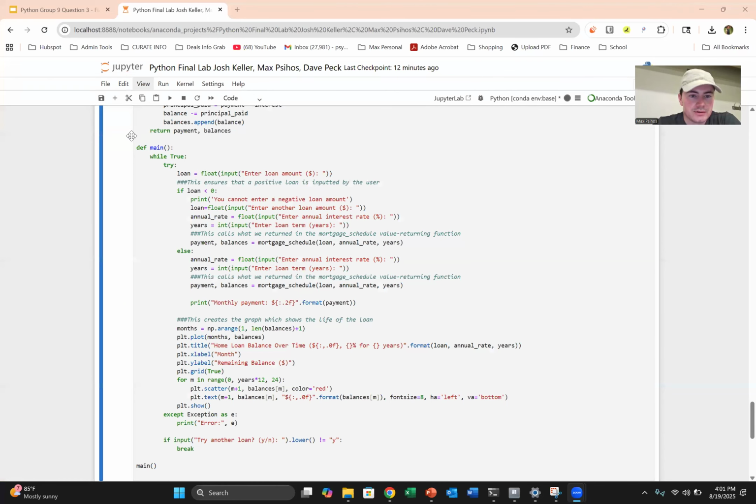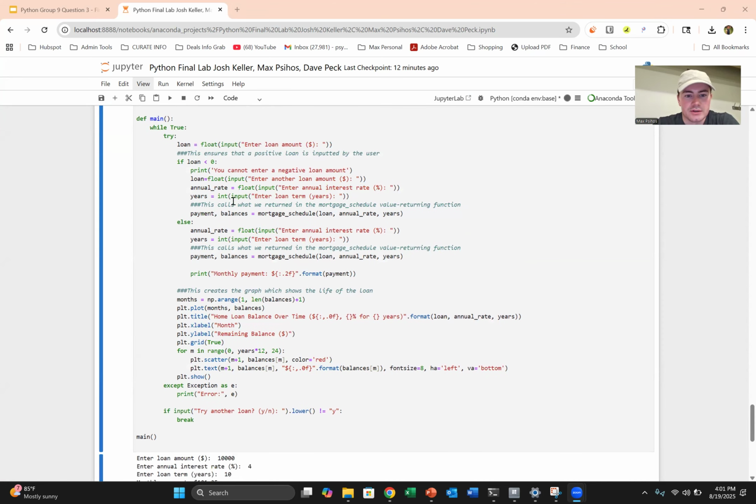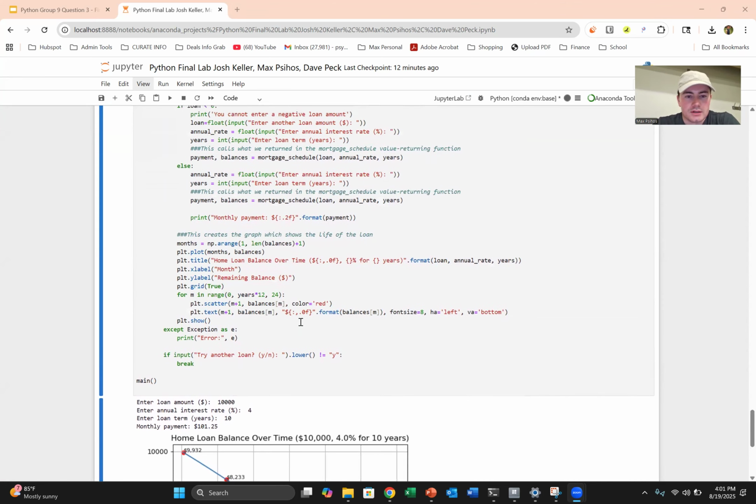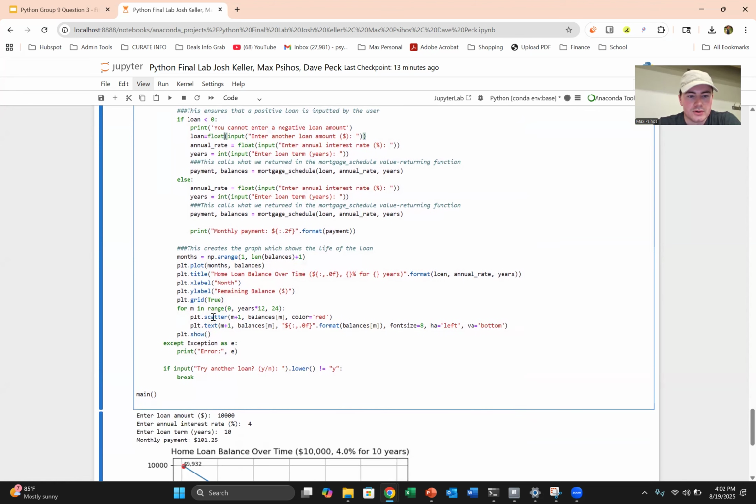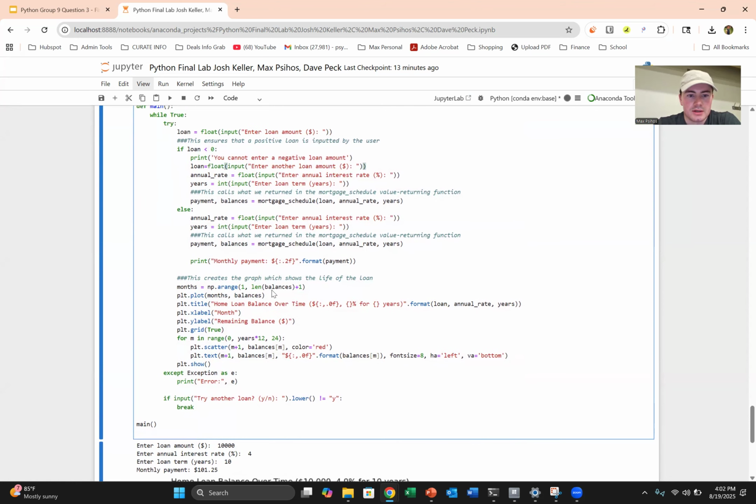So here we have our user defined function, basically getting all the user inputs in terms of their loan amount, interest rate, and the term length. Firstly, the user inputs the loan amount, and we make sure this loan amount is greater than zero, so they can't input any negative numbers. Secondly, the user will input their interest rate as a percent. So you're not doing decimal points. If it's 7%, you simply enter 7. And lastly, the user will input the years, the term length, which will give you the final monthly payment as well.